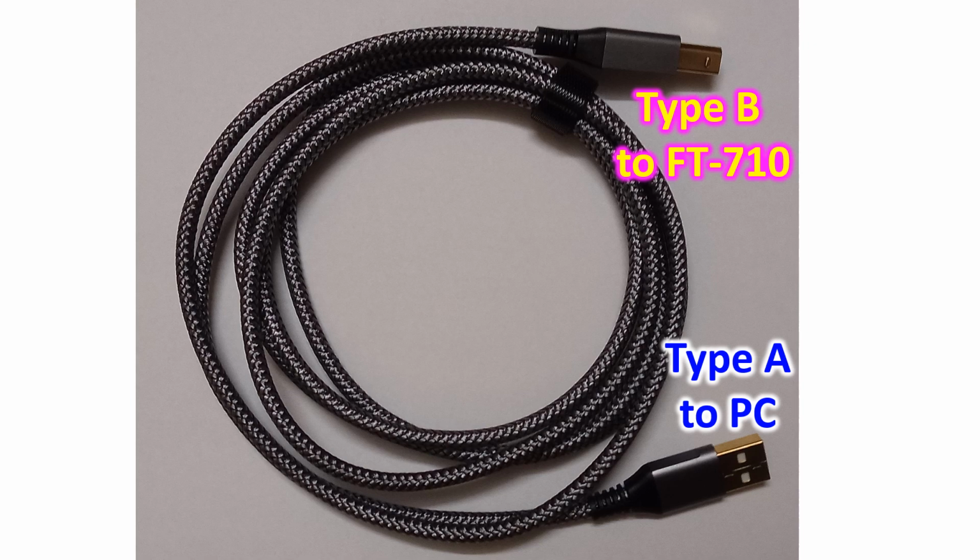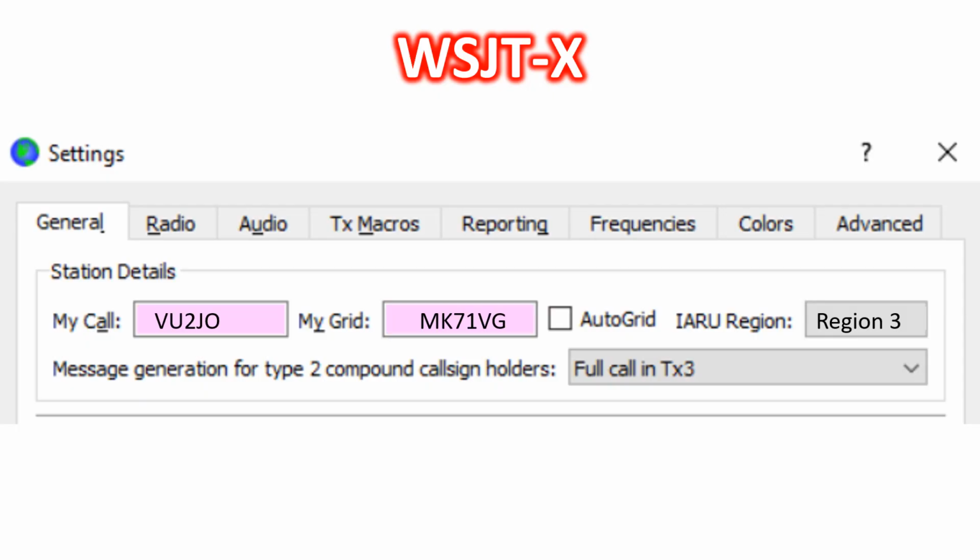I had connected the laptop to FT710 using a USB Type A to Type B cable, which is the usual printer cable with a rectangular Type A pin on one end and an almost square Type B pin on the other end. Type A pin goes to the laptop and Type B pin goes to the corresponding socket at the back of the radio. Then I moved on to the general settings in WSJT-X.